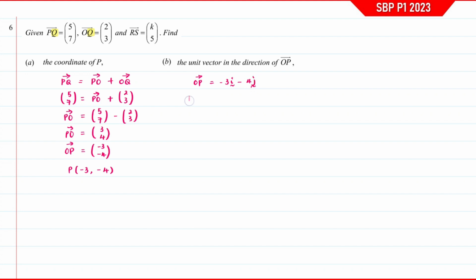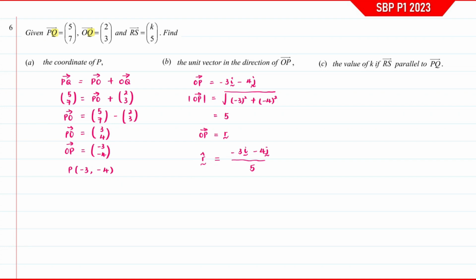Next, we're going to find the magnitude of the vector OP. It will be the square root of negative 3 squared plus negative 4 squared, which is equal to 5. Then the unit vector will be negative 3i minus 4j over 5.